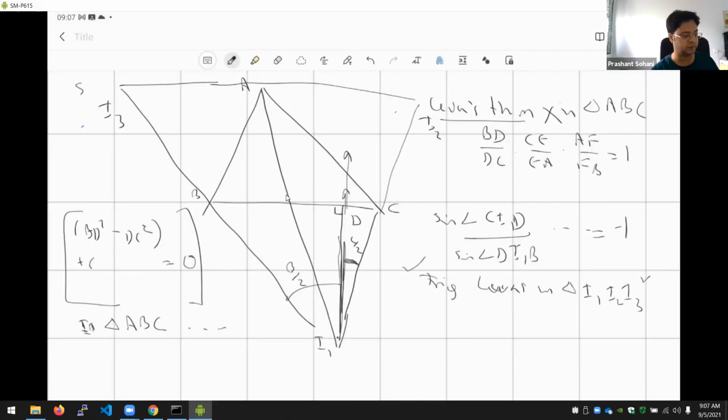Then one more case I found where somebody has just written that with some angle chasing we get so and so. The phrase "with angle chasing" is very vague. We have to explain what angle chasing you are doing.